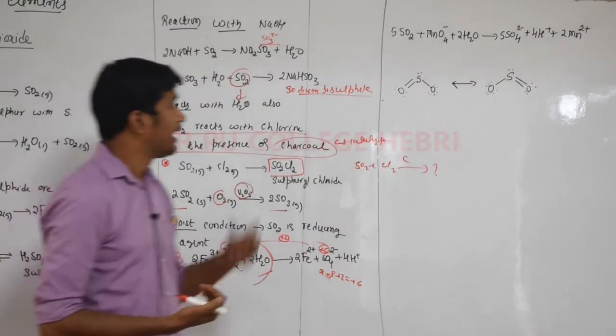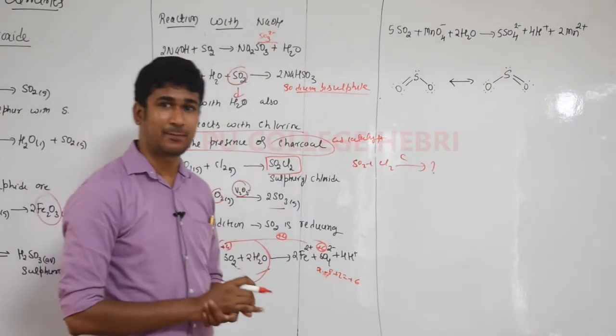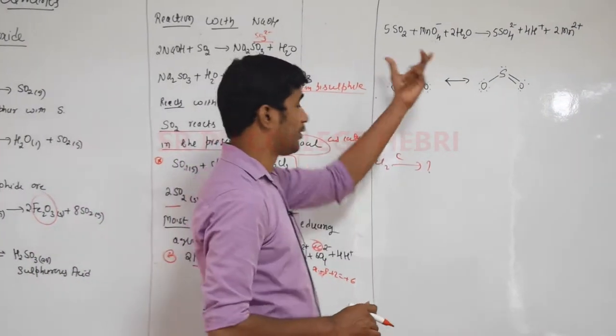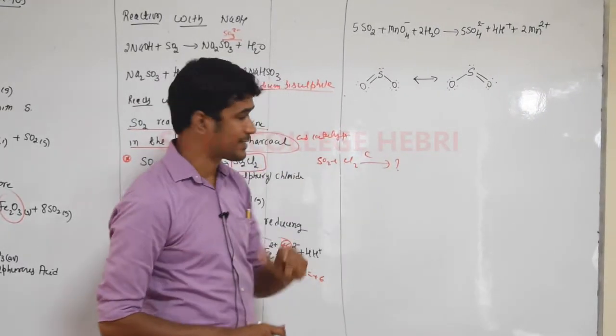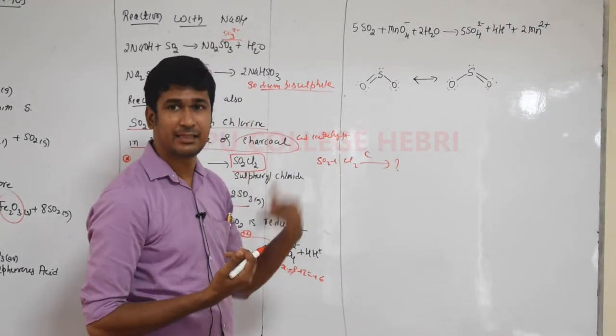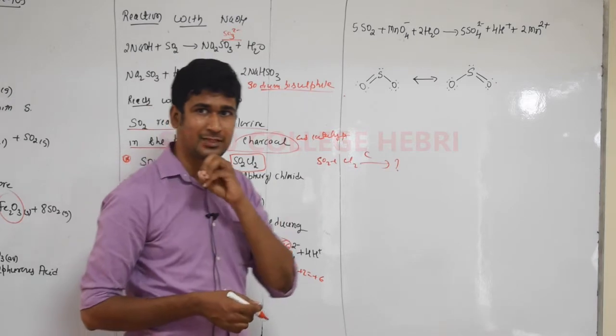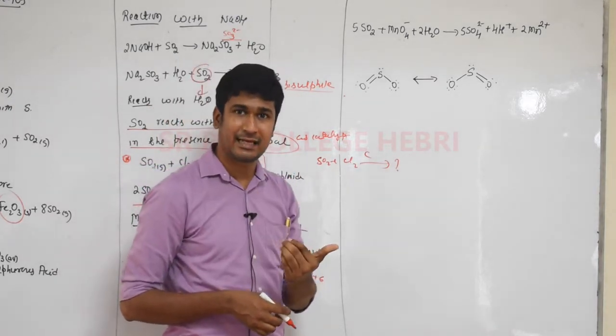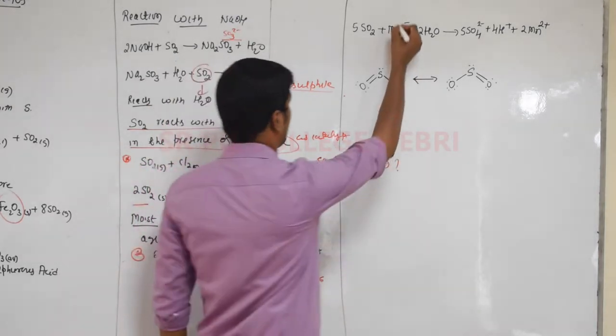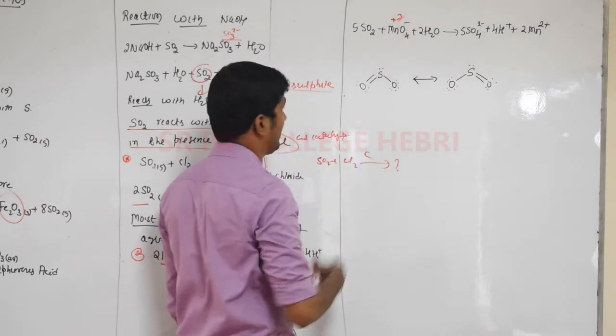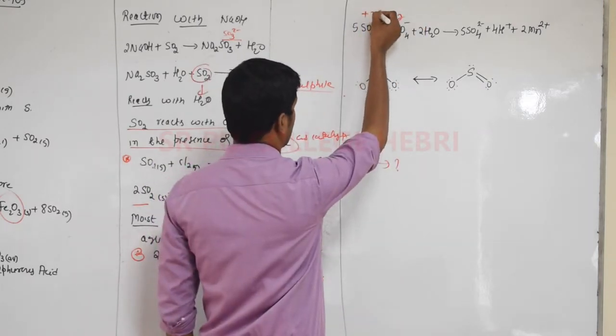Next one. SO2 is going to decolorize potassium permanganate. Understood? This may be asked in your exam. Potassium permanganate gets decolorized in the presence of SO2. When you pass SO2 gas through potassium permanganate, it gets decolorized. Why? You'll notice here manganese has plus 7 oxidation state. The oxidation state of sulfur is plus 4 here.